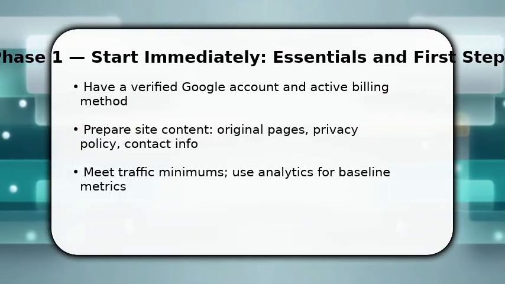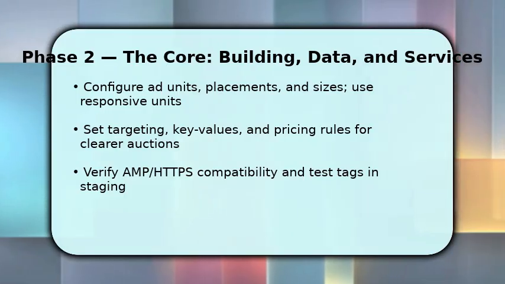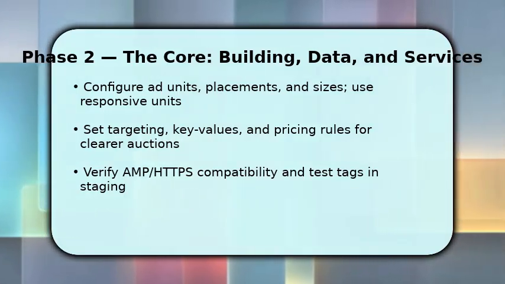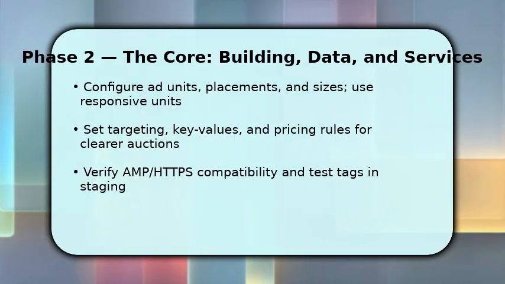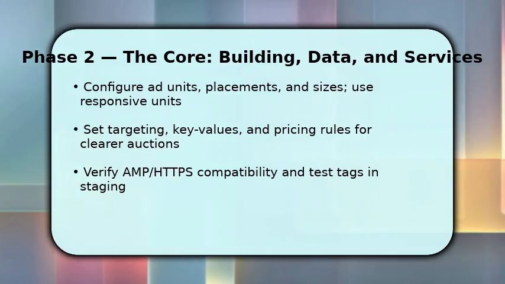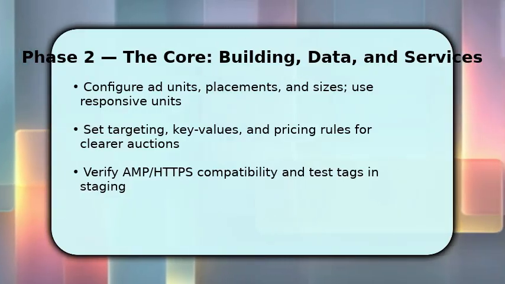You now focus on detailed configuration. Create ad units with precise sizes and responsive behavior because supply clarity improves match rates. Then set placements and targeting key values for content level control. This helps buyers find inventory. Once configured, establish pricing rules or floors wisely. Too high reduces fill, too low lowers yield.